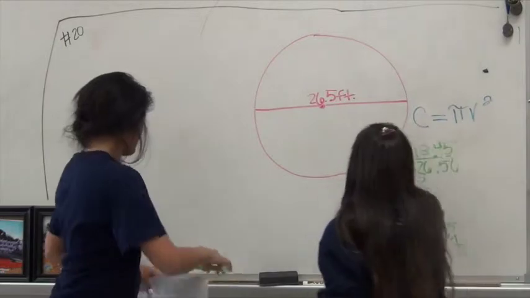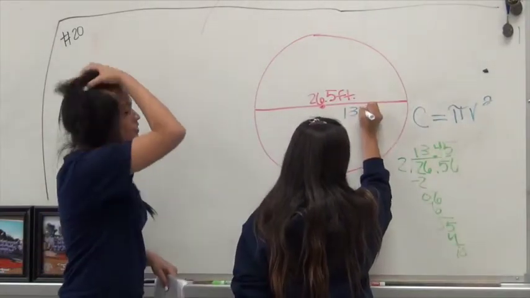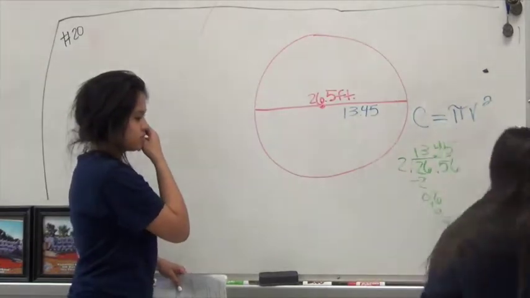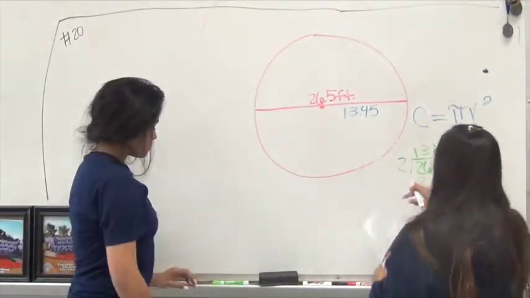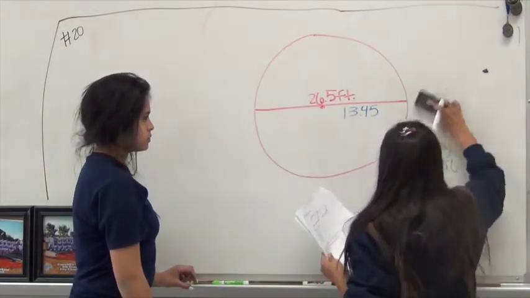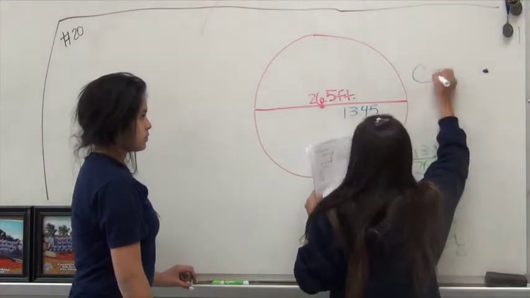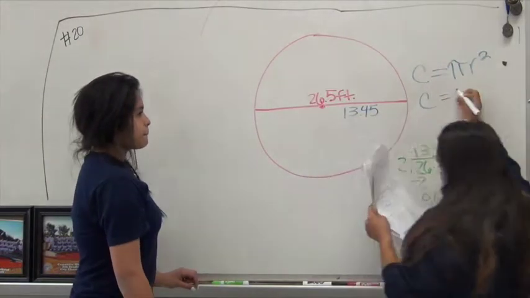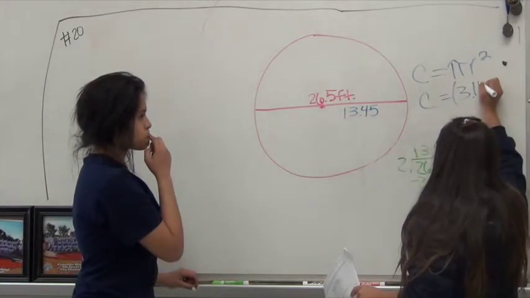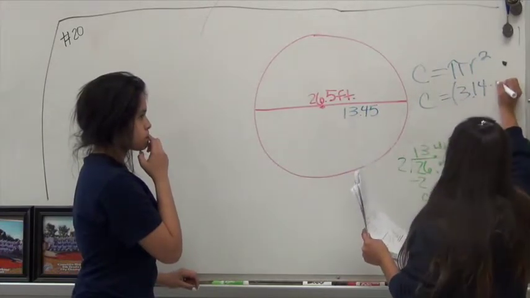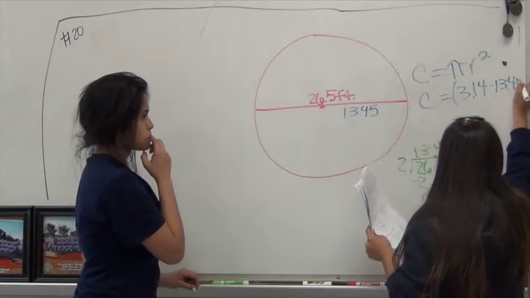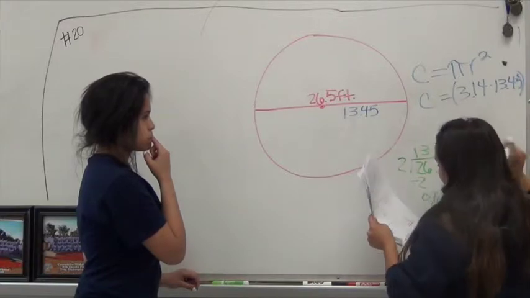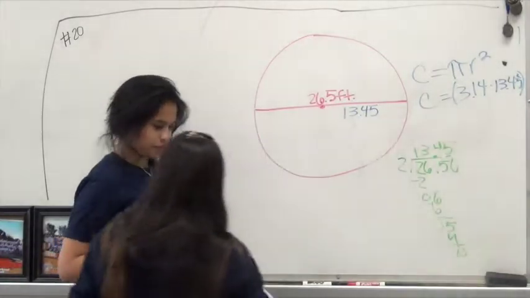Okay, so now the radius is 13.45. So now, let's put this on. C equals pi r squared. Now it is 3.14, which is pi, times 13.45 squared. Andrea's going to work that out.